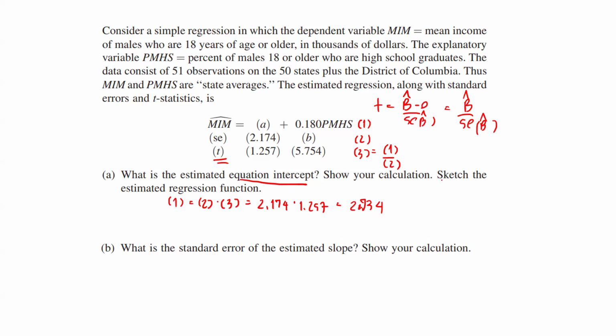Okay, sketch the estimated regression function. It will have the intercept here with the positive slope, and the slope is 0.18.